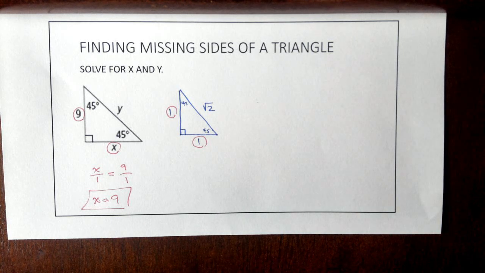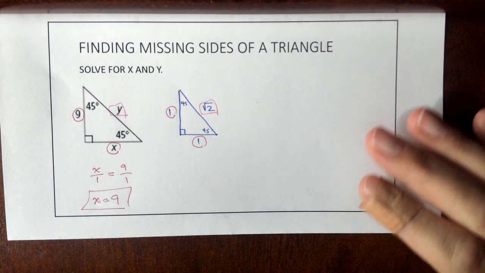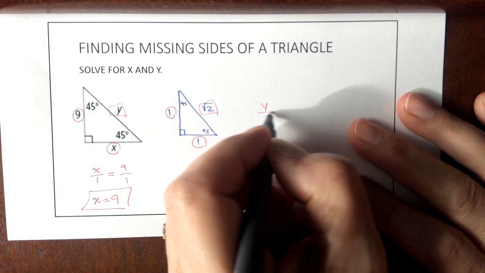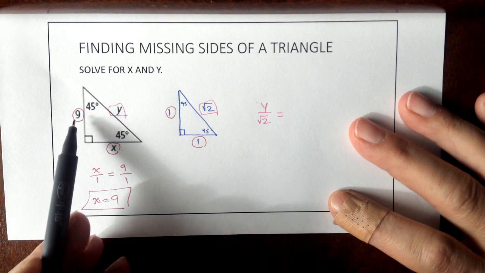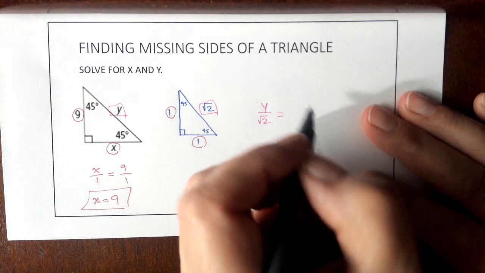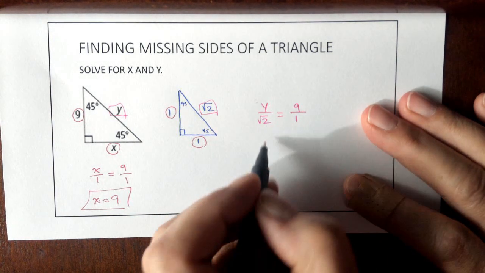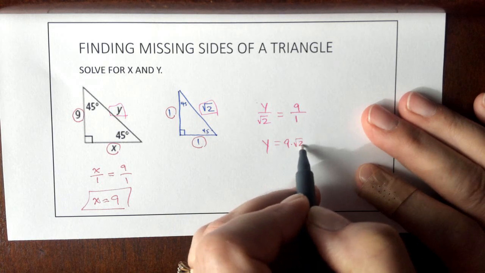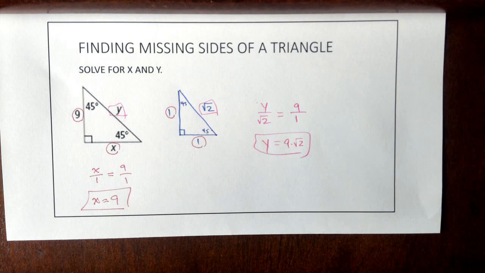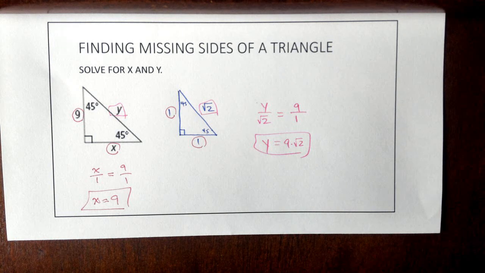Then to do y, we'll change colors. For y, we'll need to compare y to radical 2. Those are corresponding parts. So y is to radical 2 as, and then pick another set of sides. I would use 9 is to 1 again. And cross multiply. Y times 1 is y. 9 times square root of 2 is 9 times square root of 2. Done. So it could be as simple as set up a proportion, cross multiply, be finished.